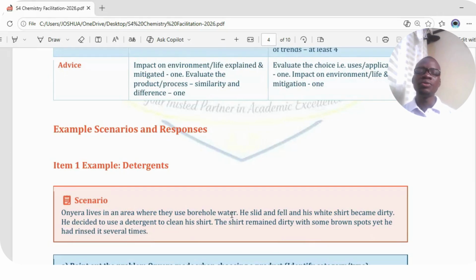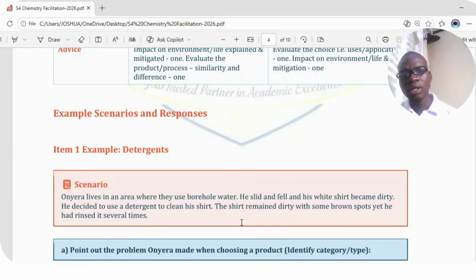And what knowledge do you need about this? We know very well that the soapy detergents are only good in soft water and not in hard water. And you need to know that the soapless detergents are good in both. So that is the knowledge that you need. Then you need to know how detergents work, because it's going to be asked in the suitability. You need to be aware of that. So let us go to the first task.